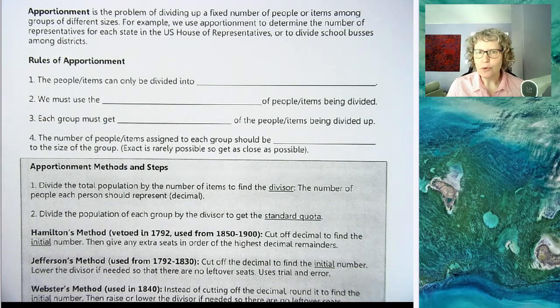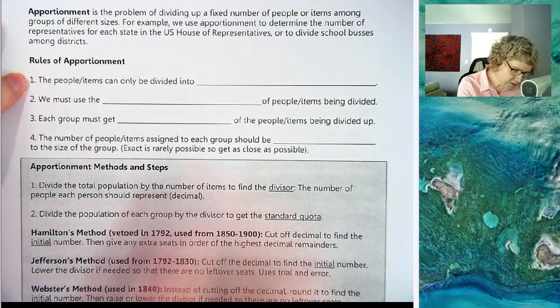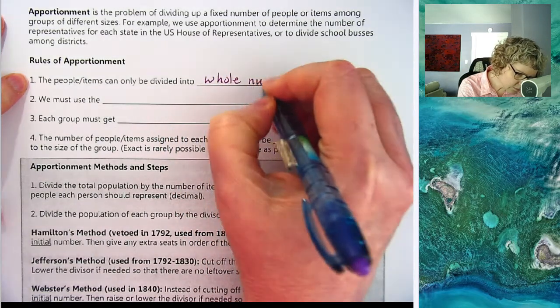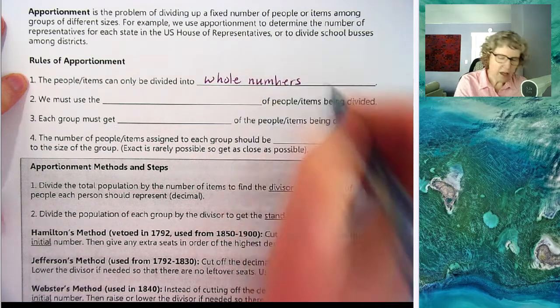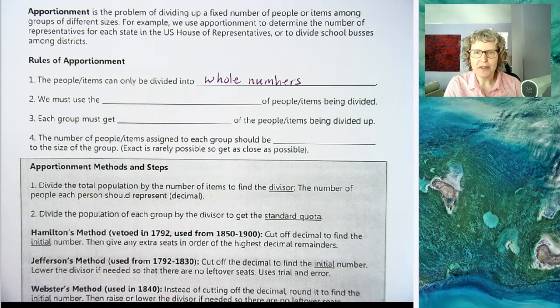So let's look at the rules for apportionment. The first rule is the people or items can only be divided into whole numbers. If we could use decimals or fractions, this would be a much easier problem. Like, for example, money. If we were going to split up $100, we could just divide and use decimals and we'd be done. But this is a harder problem because we can't split a representative. Someone can't represent one state 3/4 of the time and the other state 1/4 of the time.